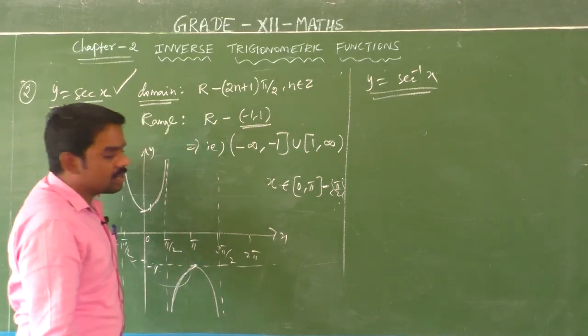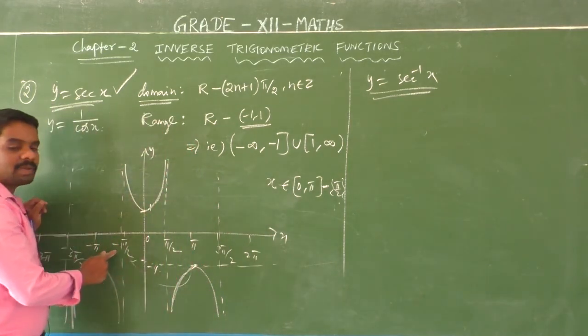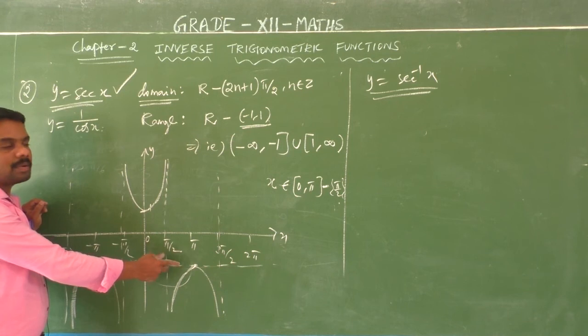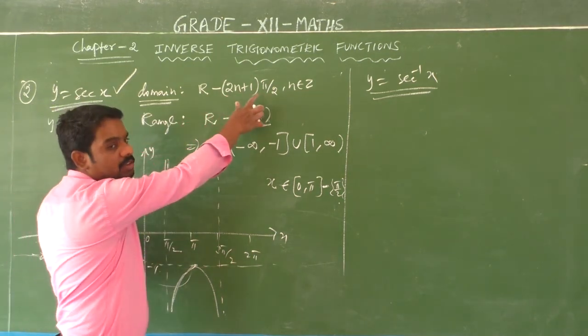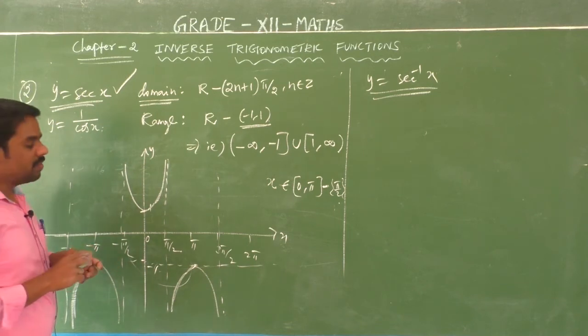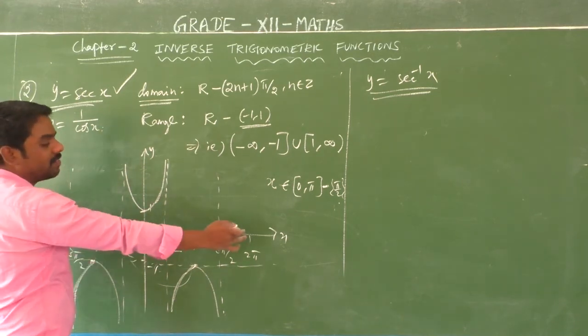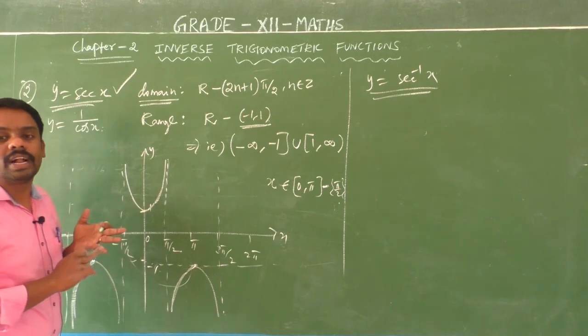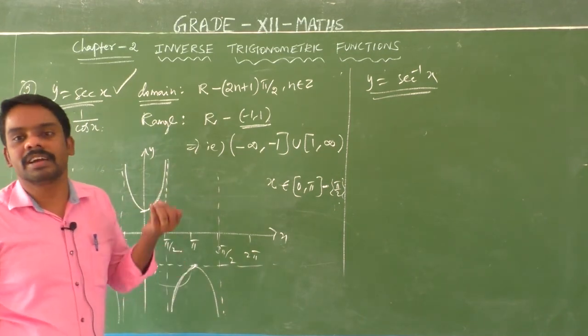Here the secant x curve at x equal to pi by 2, minus pi by 2, and so on, odd multiples of pi by 2, is not defined. So over the whole interval, this curve is not one to one and onto. That means it is not a bijective function.